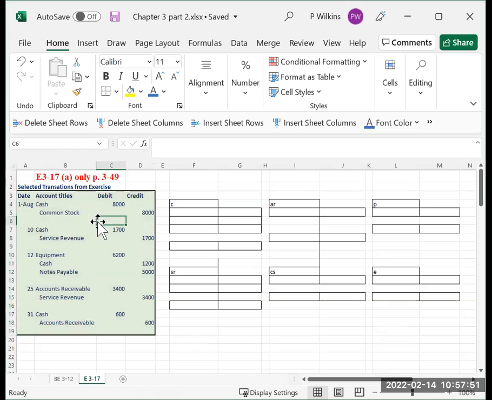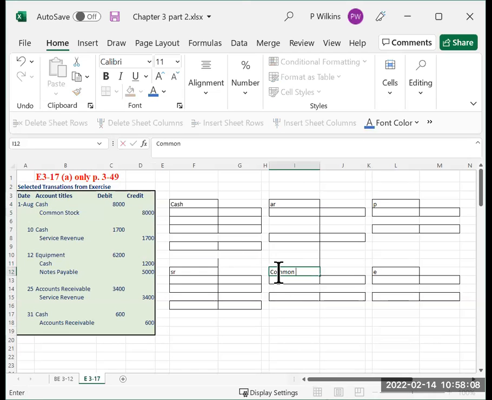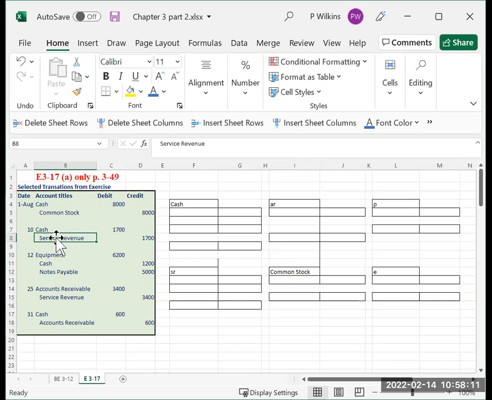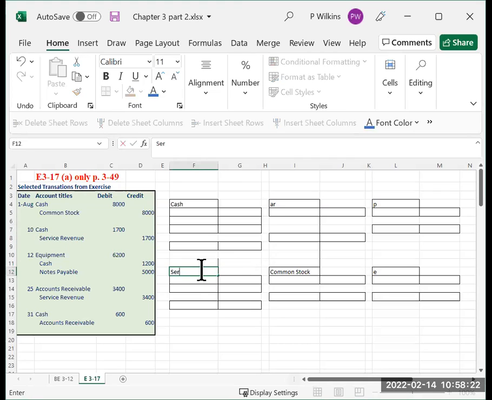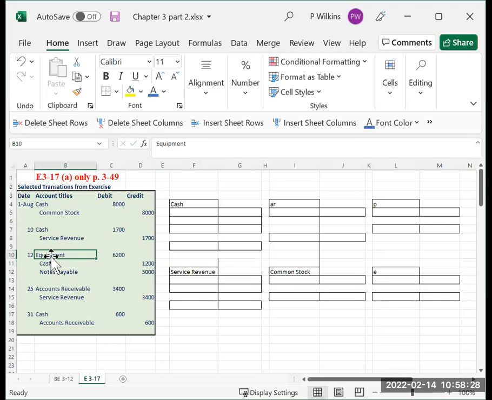So the very first thing I do is I go through and I label each one of the T accounts. The first account listed is cash, so I'm going to list cash on the first T account. The second T account listed is common stock. The next one is cash. We already have a T account for cash. We only need one T account for each account. The next is service revenue, so we're going to create one for service revenue. The next one is equipment, so we're going to create an account for equipment.